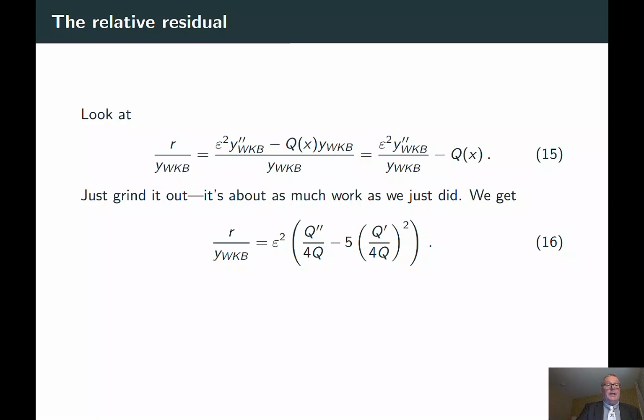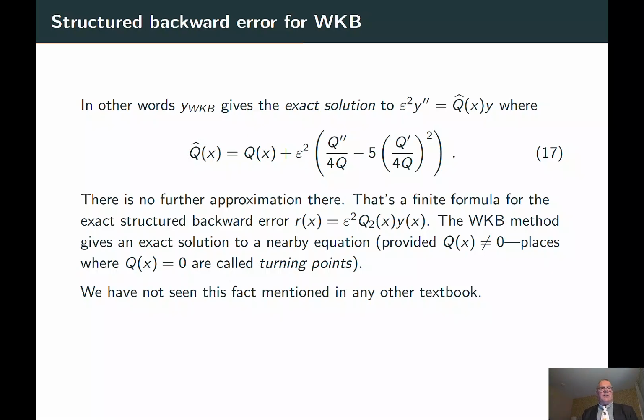I do want to say that you compute the relative residual in the WKB solution, and you just grind it out, and you get the residual divided by y_WKB is epsilon squared times q double prime over 4q minus 5q prime squared over 16q cubed. And it's a finite formula. It's the exact residual. And you see that the residual is proportional to the solution, just like for the aging spring. And this is completely general for Schrodinger type equations. In other words, that gives us the exact solution to a Schrodinger type equation which has a potential changed by this epsilon squared term.